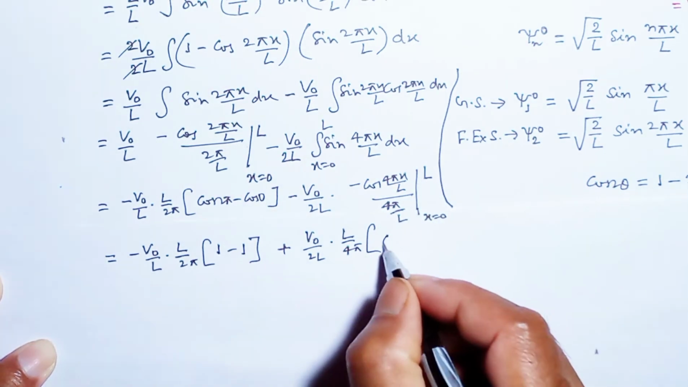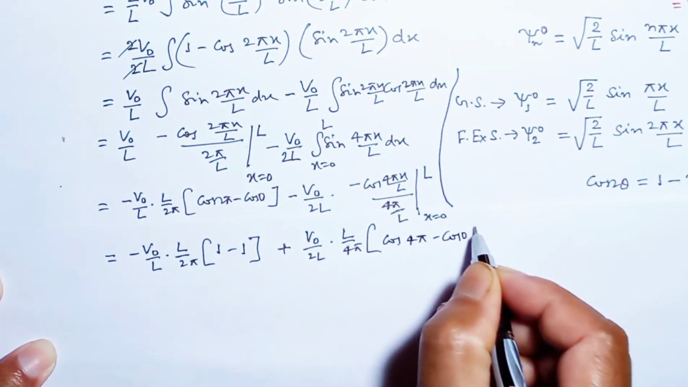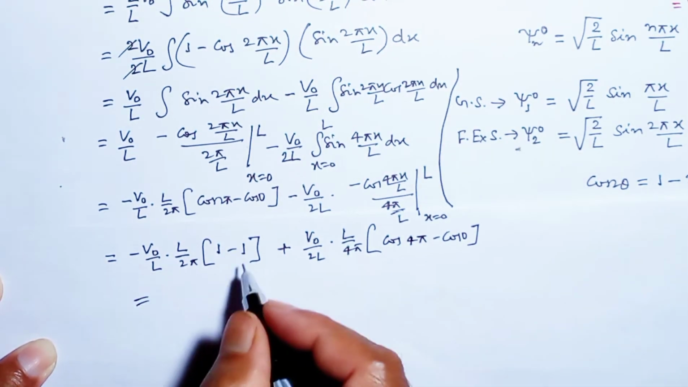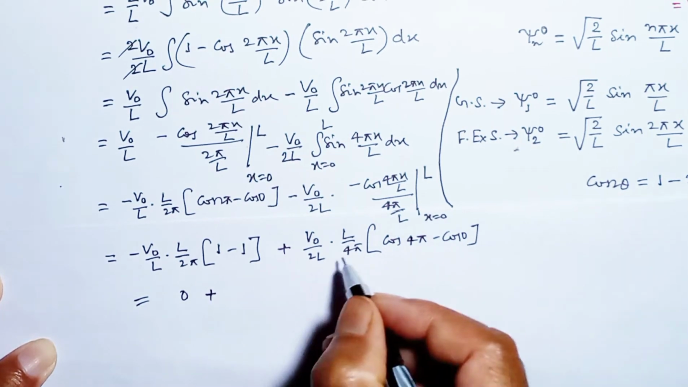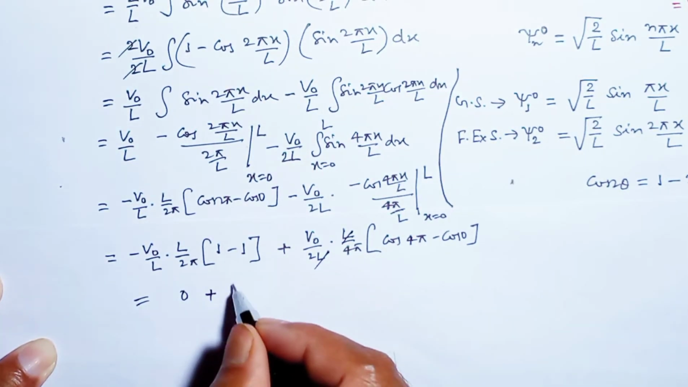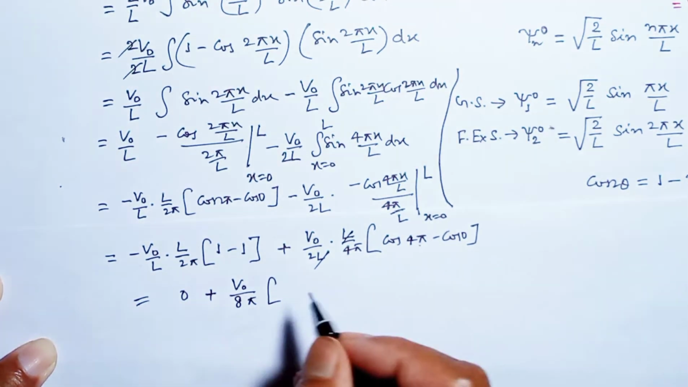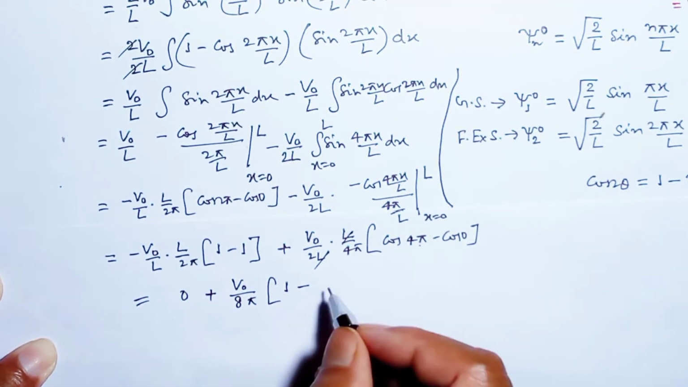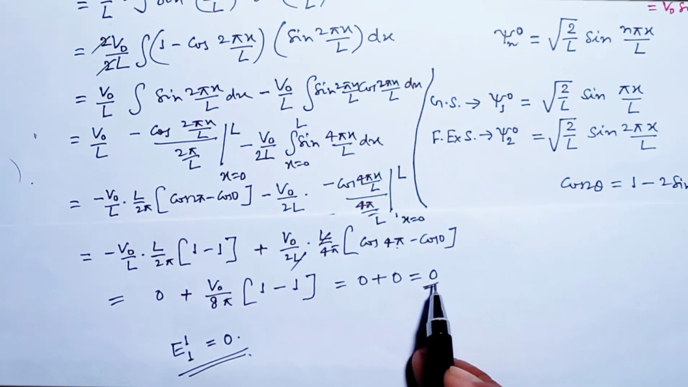and using limits we have cos 4 pi L upon L, that is cos 4 pi minus cos 0. So 1 minus 1 is 0, so the first term is 0, the second term is plus, cancel L to L, then v0 upon 8 pi, cos 4 pi is also 1, cos 0 is 1, so 1 minus 1 is 0, 0 plus 0 is 0, so E11 equals 0, that is, the first order correction to the ground state energy is 0.